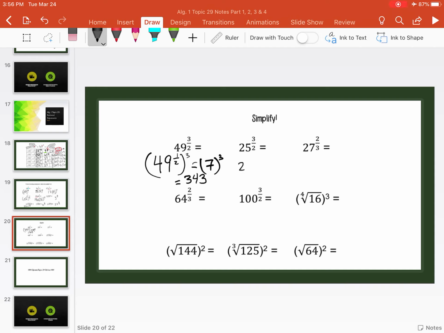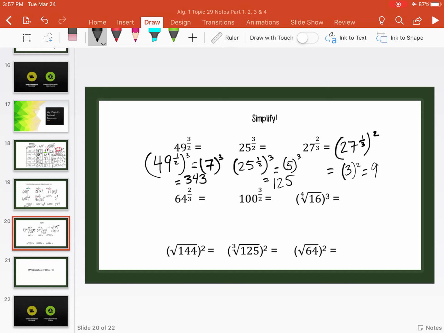25 to the 3 halves. We can rewrite this as 25 to the 1/2 cubed, which is the same thing as the square root of 25 cubed, or 5 cubed, which gives us 5 times 5 times 5, or 125. 27 to the 2/3 is the same thing as 27 to the 1/3 squared. So here we can think about this as the cube root of 27 is 3. 3 squared gives us 9.